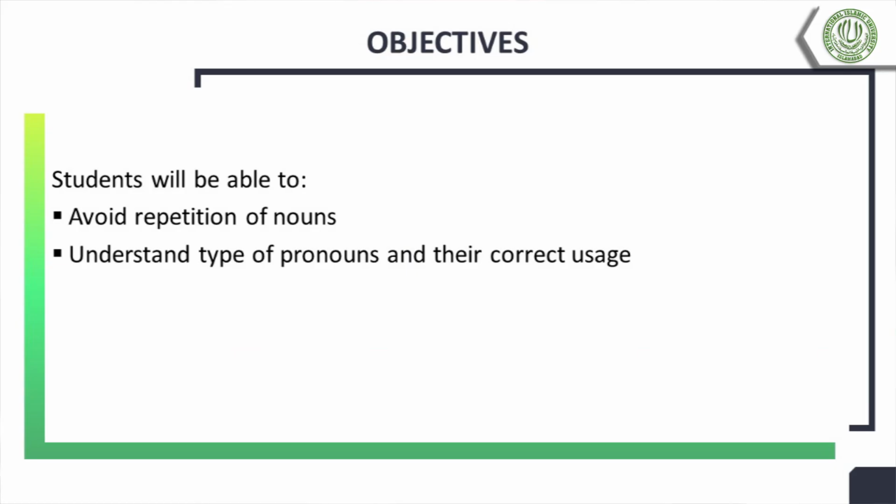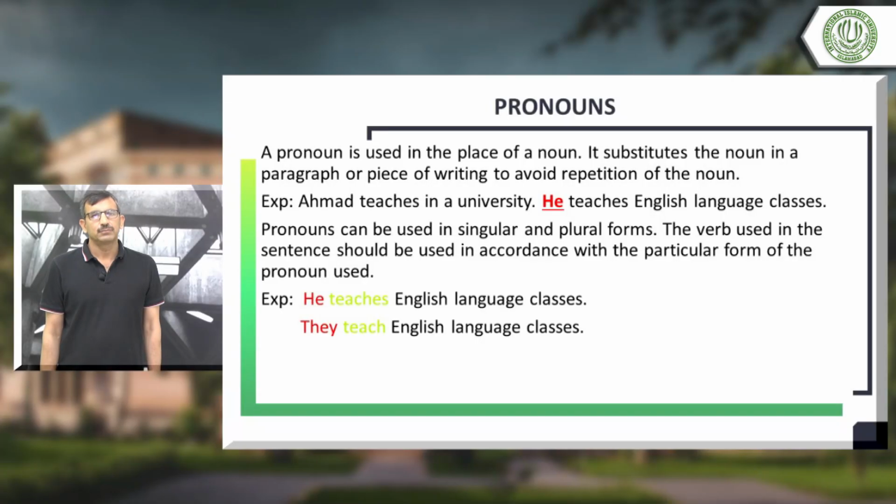Students will be able to avoid repetition of nouns. The second objective is they would understand types of pronouns and their correct usage. A pronoun is used in place of a noun. It substitutes a noun in a paragraph or piece of writing to avoid the repetition of noun.